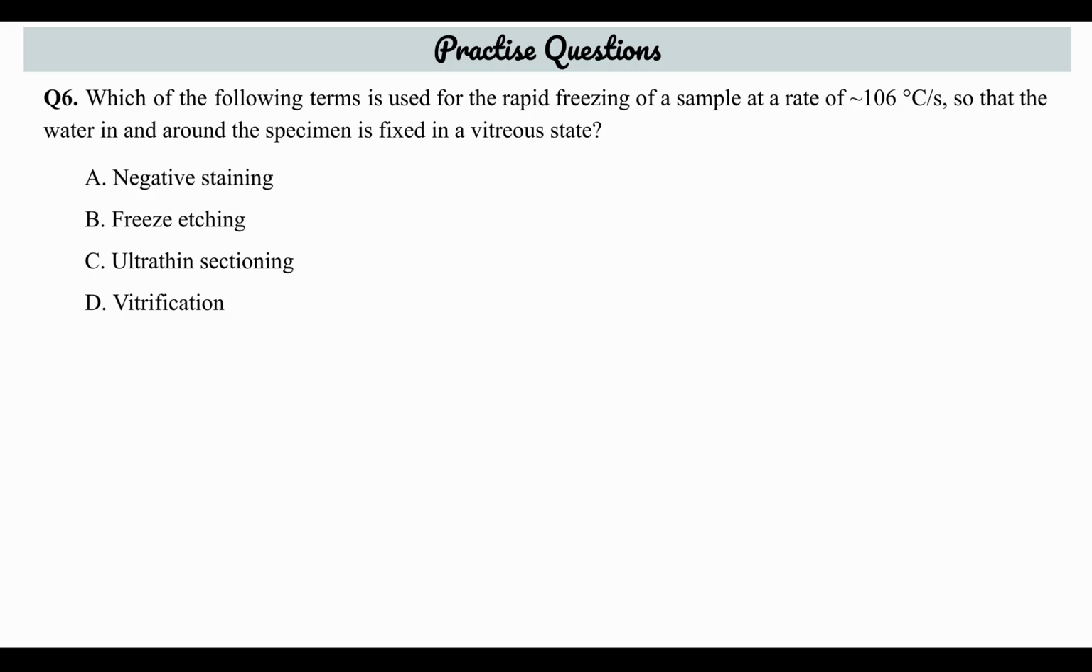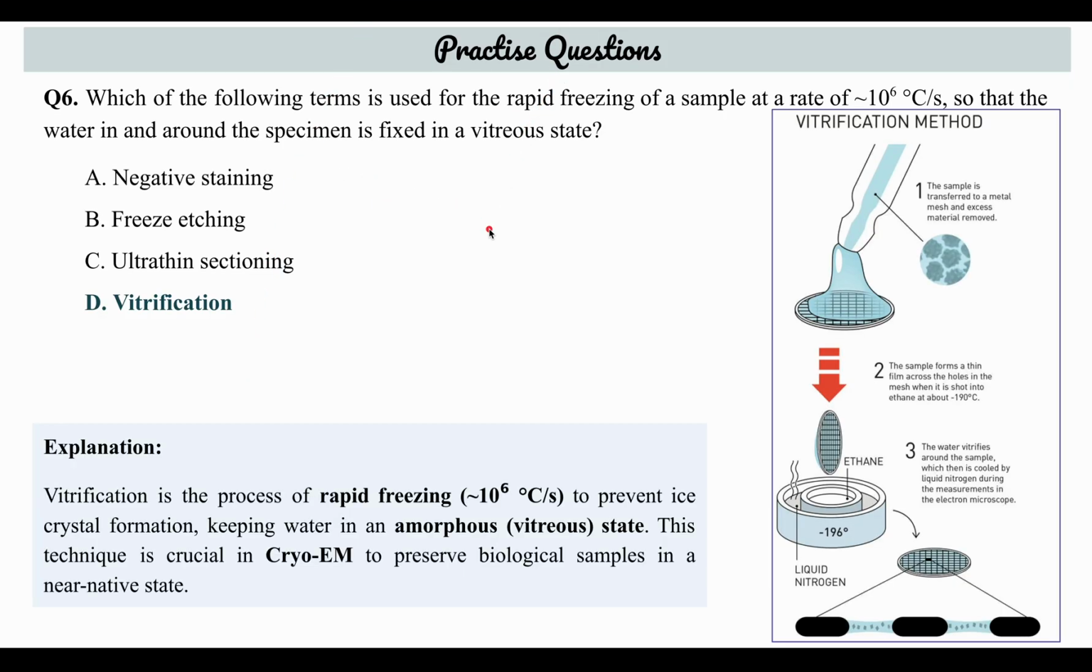Okay, now let's see what the right answer is. In this case, the right answer is option D, vitrification, because in negative staining we do not do any freezing, and freeze etching is also a different technique. Ultra thin sectioning is just taking a thin section of a specimen, generally used in TEM so that the electron beam can properly pass through the specimen, whereas vitrification is the right answer. It is the process of rapid freezing, and the freezing rate is 10 raised to power 6 degrees centigrade per second. And why do we adopt it?